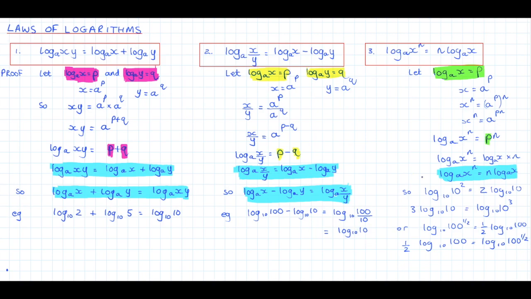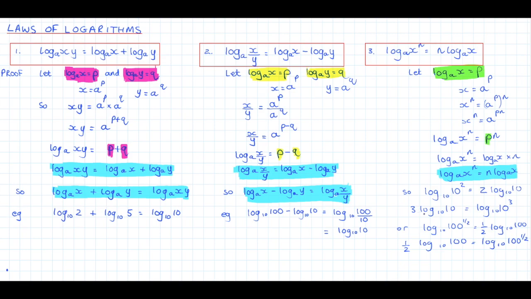And the third logarithm law is that if you have log x to the power of n to base a, that's equal to n times log x to base a. Again, here's the proof, very similar. I've written it down, I've highlighted the important parts. So here we have, if you had log 10 to the power of 2 to base 10, what the third logarithm law is saying is that is equal to 2 log 10 to base 10.